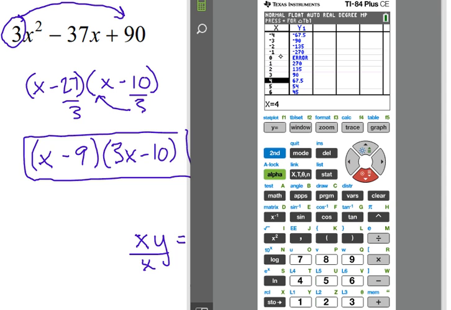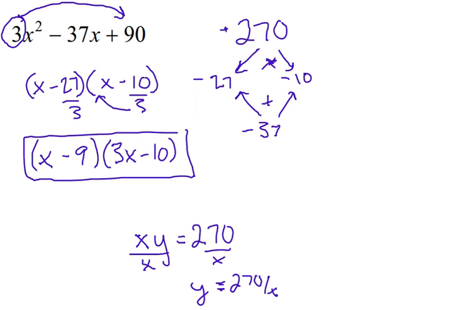And so you literally just go down the list until you find something that meets the other requirement. So we know all these pairs multiplied equal 270. We just need to find the ones that add up to negative 37. Probably should go in the negative direction. And there you see negative 10, negative 27. Boom. Very cool trick.